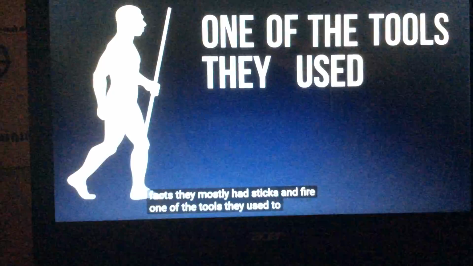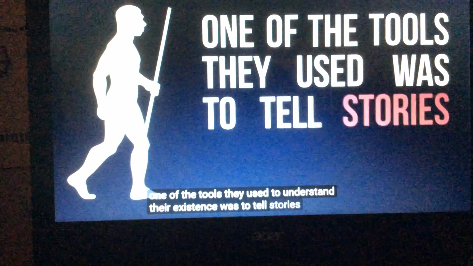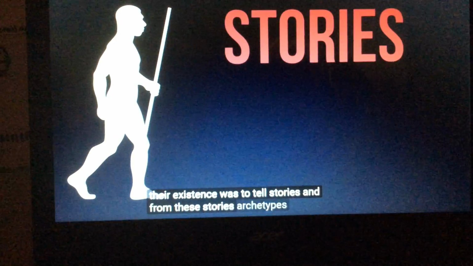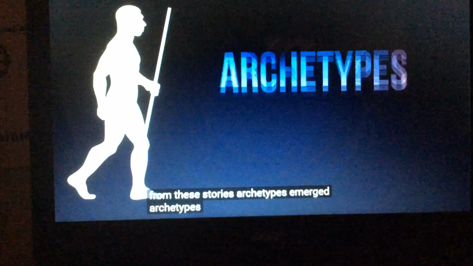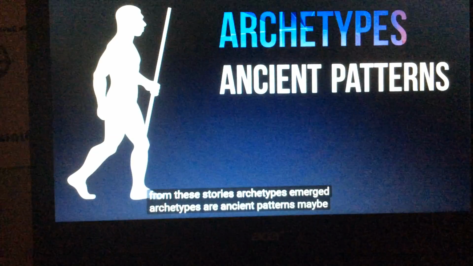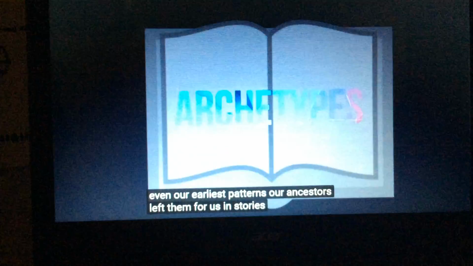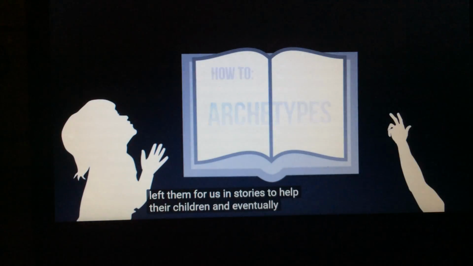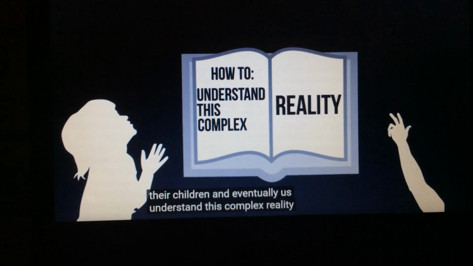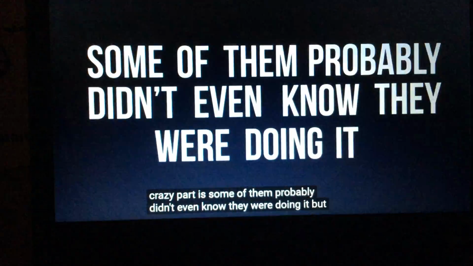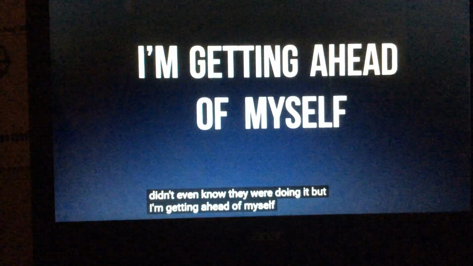One of the tools they used to understand their existence was to tell stories. And from these stories, archetypes emerged. Archetypes are ancient patterns, maybe even our earliest patterns. Our ancestors left them for us in stories to help their children, and eventually us, understand this complex reality. The crazy part is, some of them probably didn't even know they were doing it. But I'm getting ahead of myself.